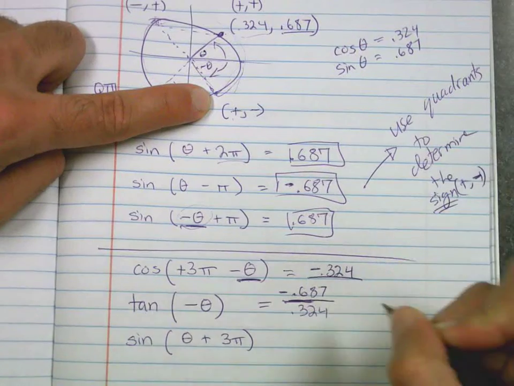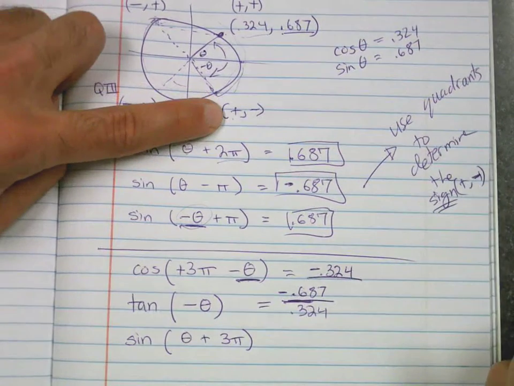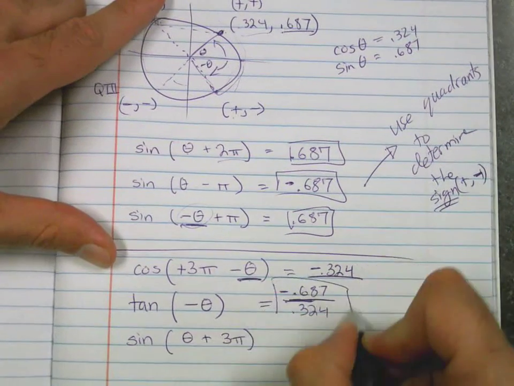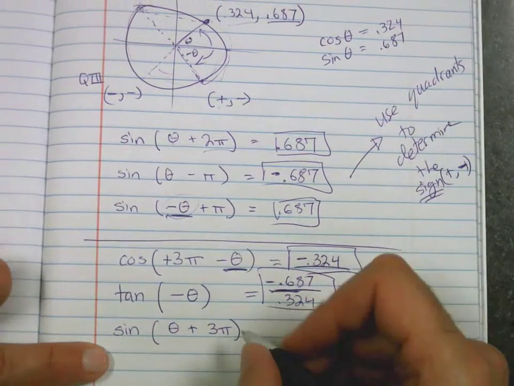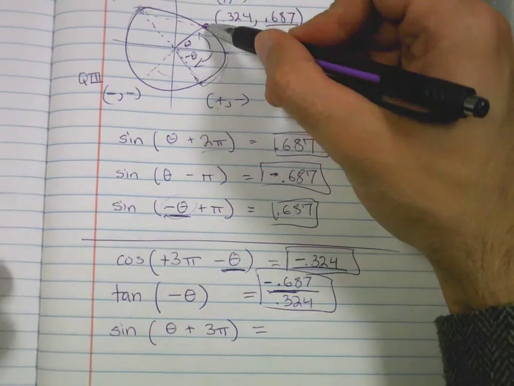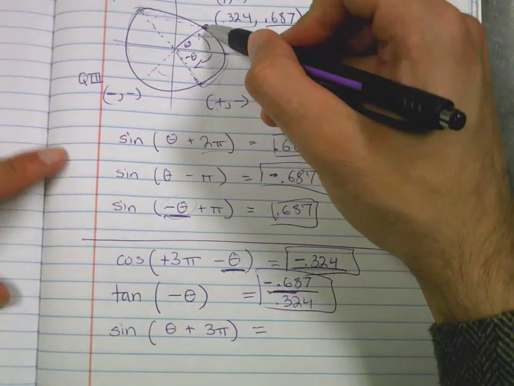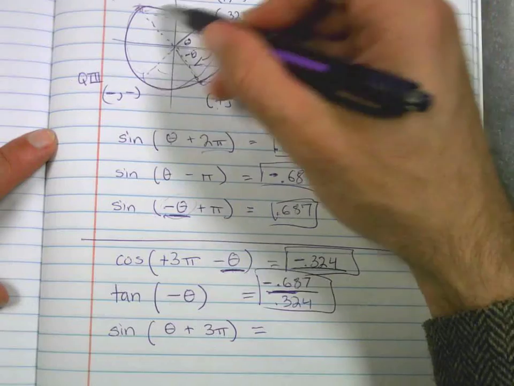Lastly, I'll do sine of theta plus 3 pi. So I'm starting here at theta. I'm going to add 3 pi, so 1 pi, 2 pi, 3 pi. I'm stuck down here. It's sine, so it's 0.687. Is it positive or negative? It's quadrant 3, so it's negative.